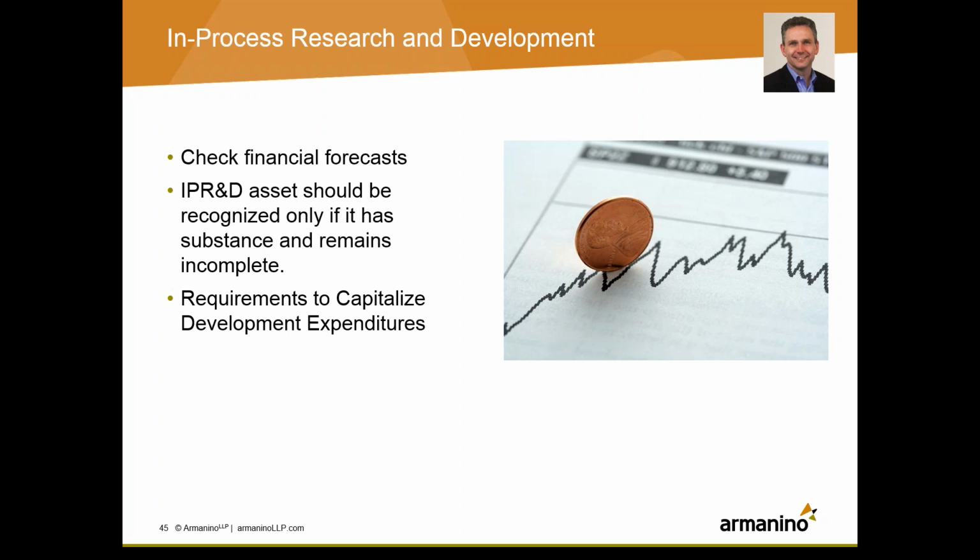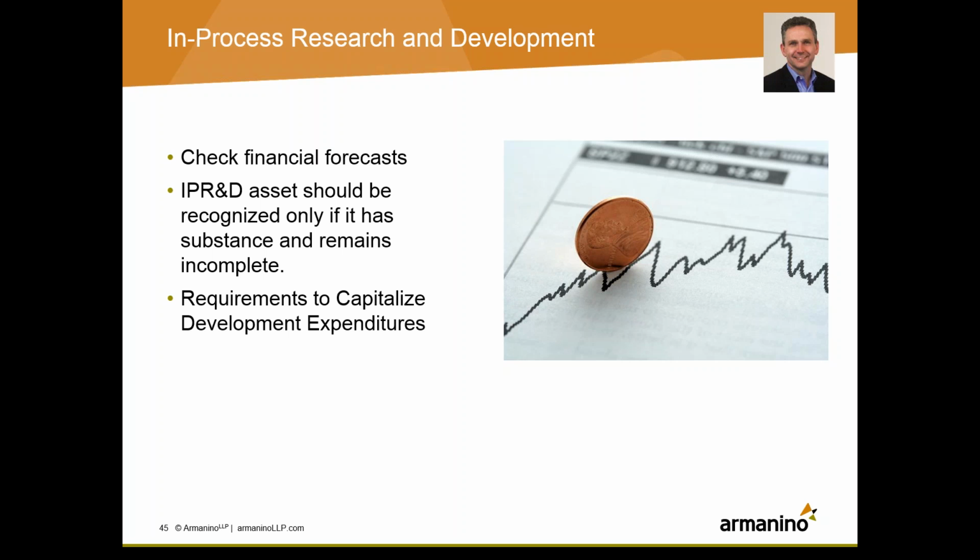Then on the next slide, we look at in-process R&D. I think that's also looking at the financial forecast and where future revenue comes from. For technology companies, it can come from existing technology, which we would expect to see on the balance sheet as an identifiable intangible asset, or it can come from future technology, something that hasn't been developed yet. So there's future R&D, but it can also come from something that's in development, and then we would capitalize it as in-process R&D. There are some requirements to do that.